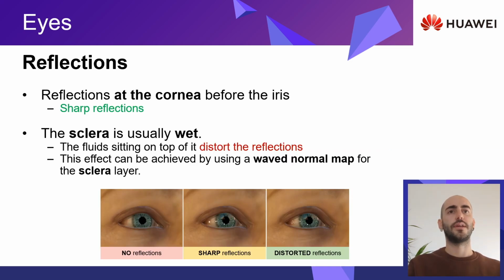Now let's talk about reflections. Part of the incoming light gets reflected at the cornea before reaching the iris. These reflections are sharp. However, this is not the case of reflections at the sclera. There is usually some degree of wetness in it, and it distorts the reflections. This effect can be reproduced by using a wavy normal map for the sclera layer, simulating the fluids.